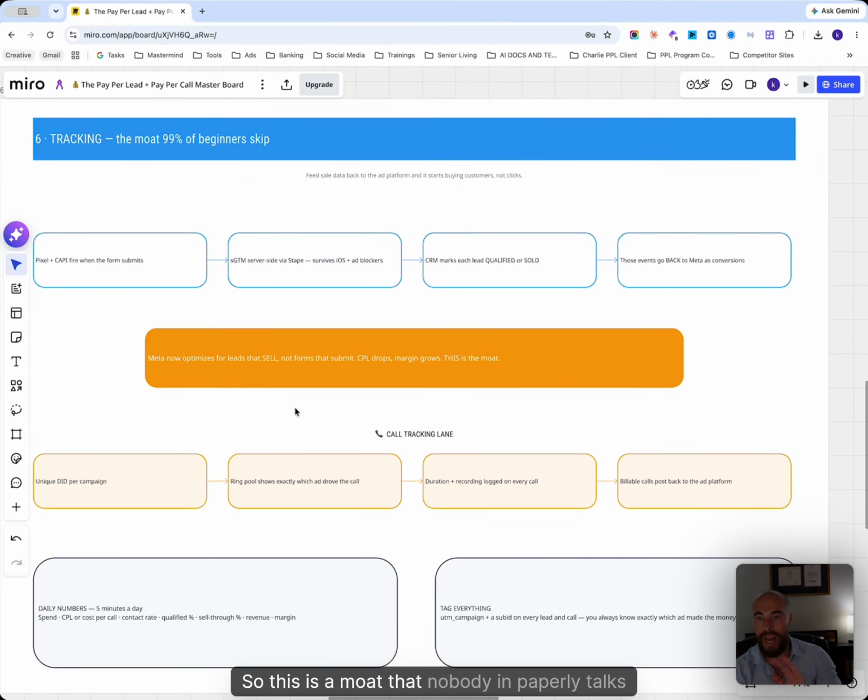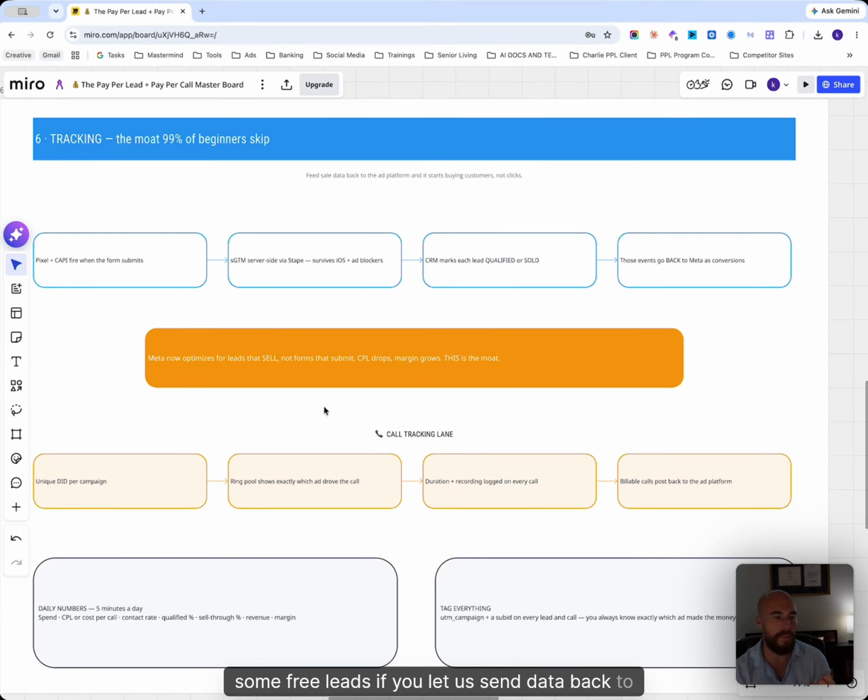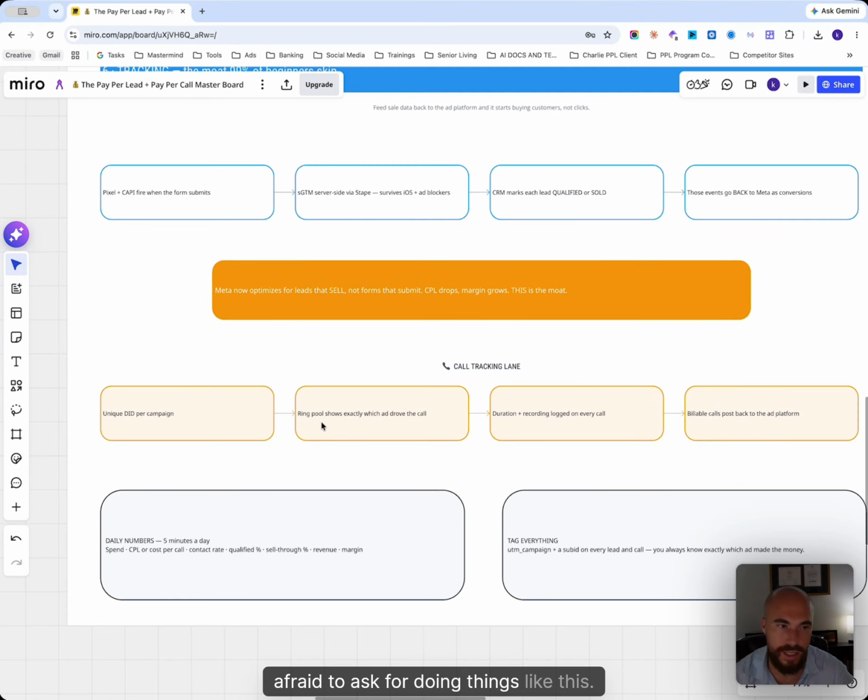So this is a moat that nobody in Pay-Per-Lead talks about. If you have good buyers that will let you send back data, get partnerships with these guys, and all you have to do is just be like, yo, we'll give you some free leads if you let us send data back to our pixel. Because now you're training on leads that are actually qualified versus people who are just selling maybe qualified forms, okay? This is a moat that I've used to scale much faster, much quicker, much more efficiently, because people are too afraid to ask for things like this.